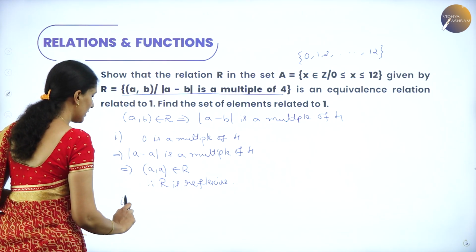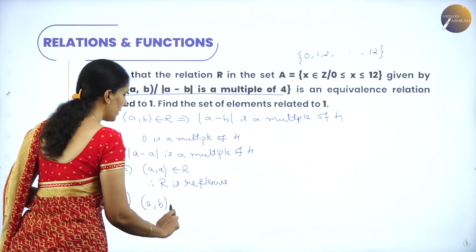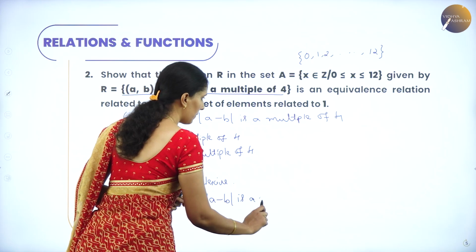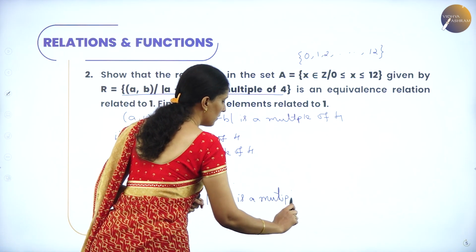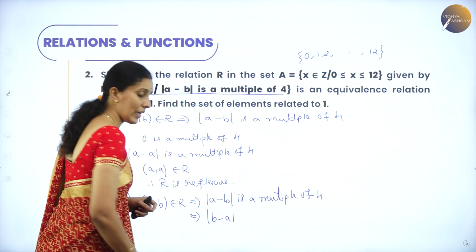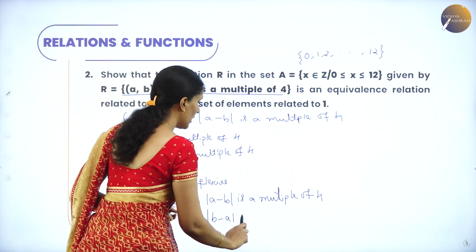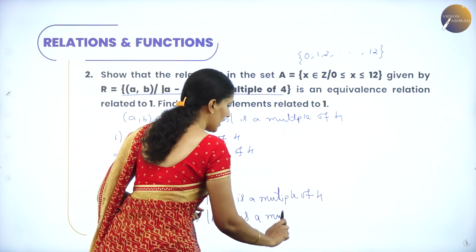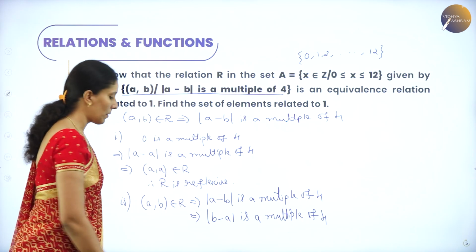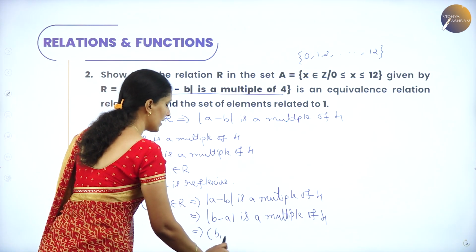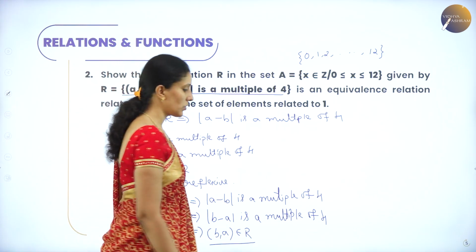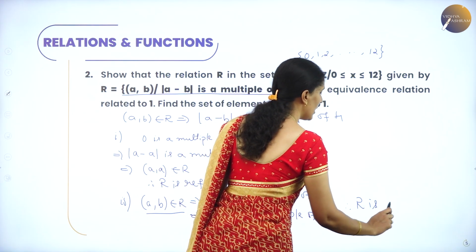Similarly, to show that it is symmetric, we have an element A comma B belongs to R. This implies modulus of A minus B is a multiple of 4. So this can be written in the form of modulus of B minus A. Again, you will get a positive since you have modulus. Therefore, we can write B minus A is also a multiple of 4. So if modulus B minus A is a multiple of 4, what does this imply? It implies B comma A belongs to R. So for A comma B belongs to R, we have B comma A belongs to R. So therefore, I can conclude R is symmetric.